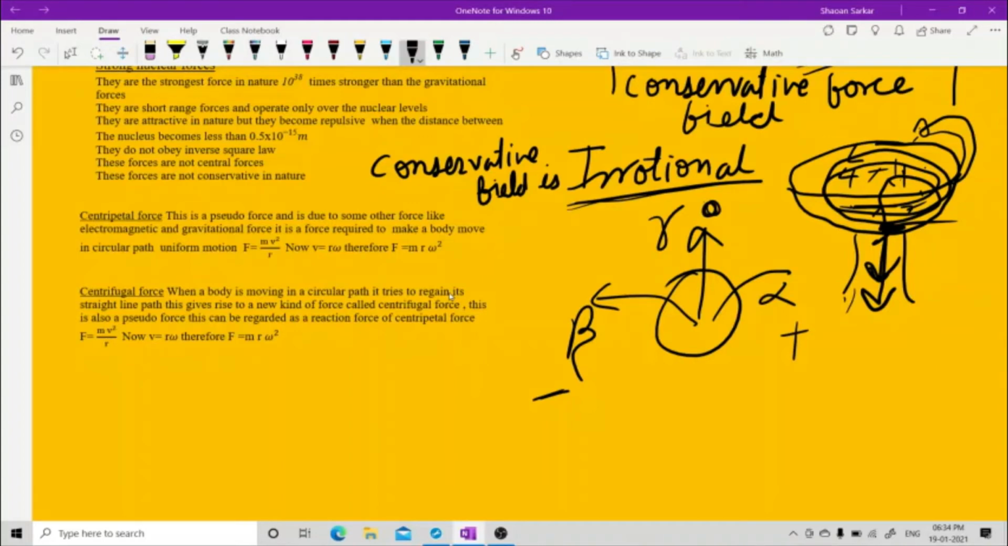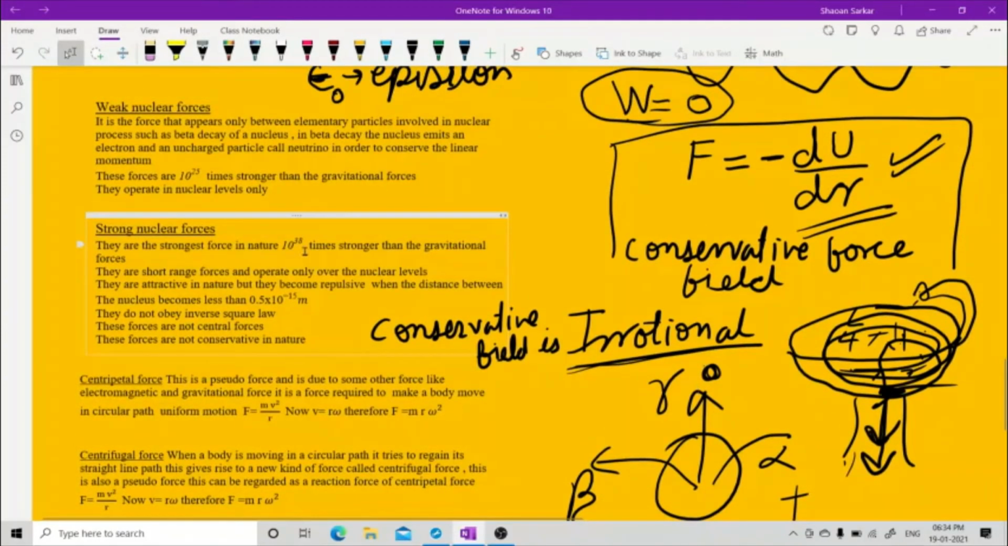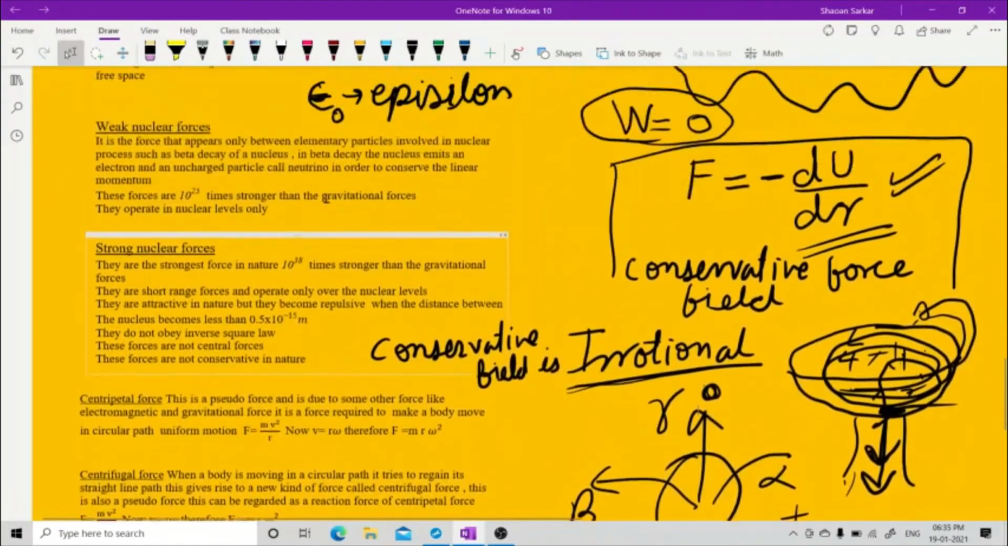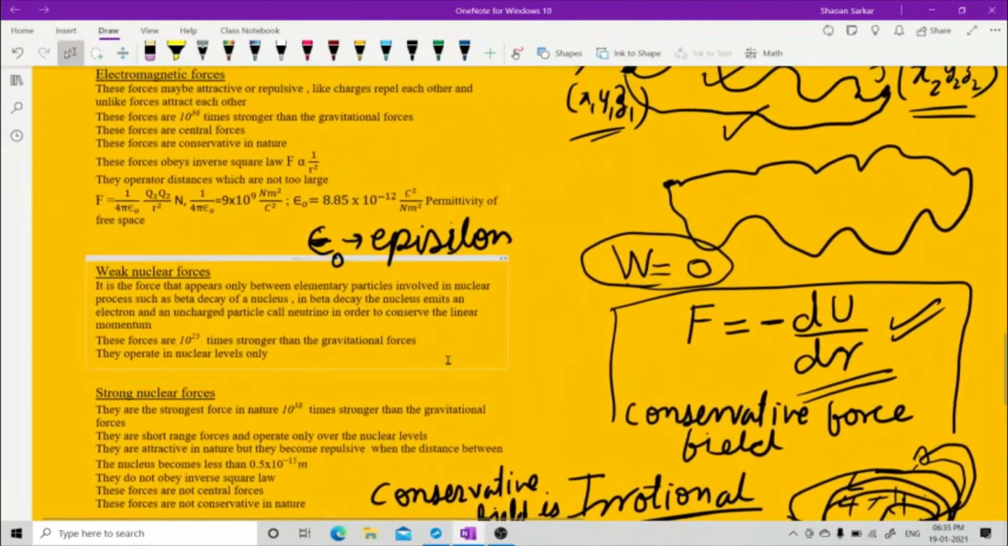In case of beta decay, this basically happens in order to conserve linear momentum. Like in the recoil of a gun, the bullet goes forward and the gun goes backward. Here the beta particle goes forward and the nucleus goes backward, but still the momentum is not conserved. I think it was Wolfgang Pauli who found that there are elementary particles called neutrino and antineutrino, which balance the conservation of linear momentum.